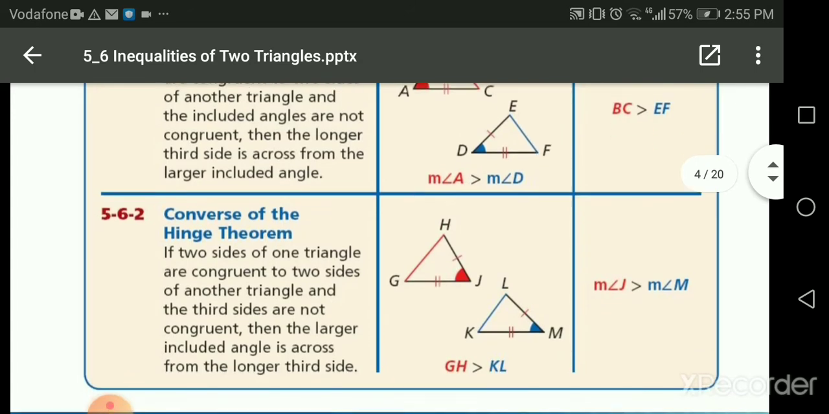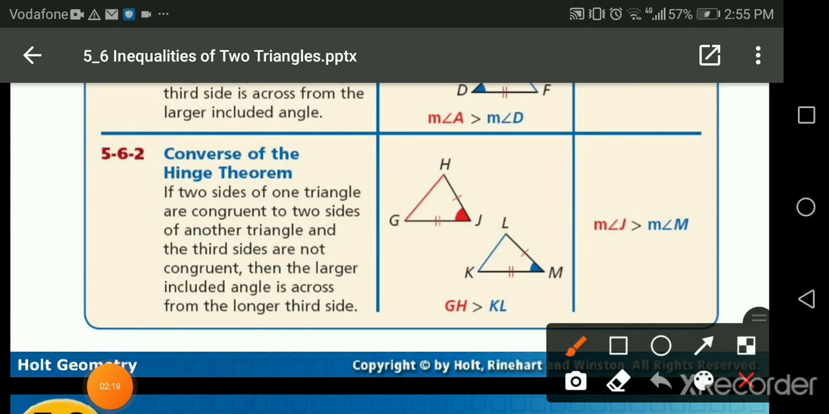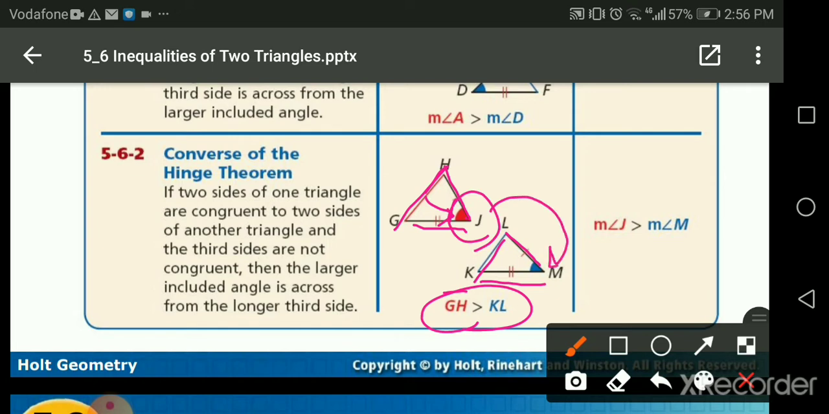What about the converse of the theorem? I have HJ congruent to LM, and JG congruent to MK. The given is that segment GH is greater than segment KL. I conclude now about the included angles in between: angle J is greater than angle M.